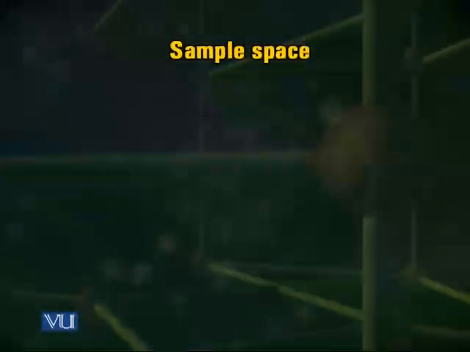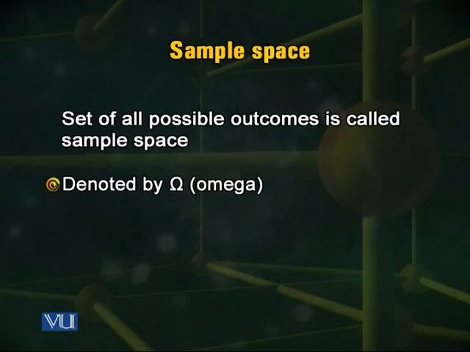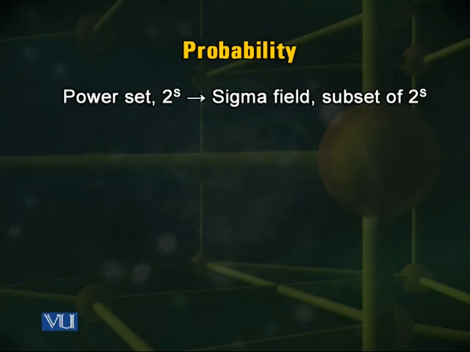We start the mathematical analysis of unpredictable events by taking all possible outcomes and putting them in a set. This set is called sample space, and this contains as its elements all possible outcomes of an unpredictable event. This sample space is also sometimes denoted by the capital Greek letter omega. So this is a set, and it contains all possible outcomes. Then we take its power set. We look at all possible subsets of sample space, and this collection is called sigma field.